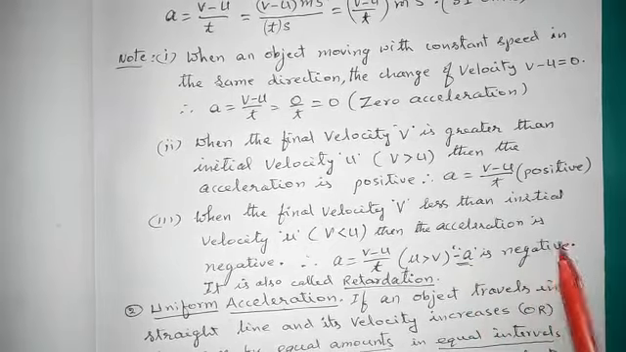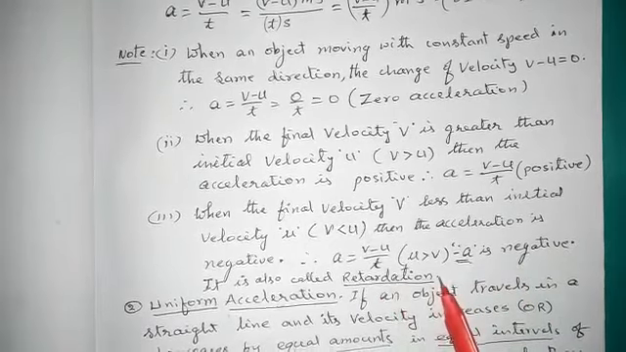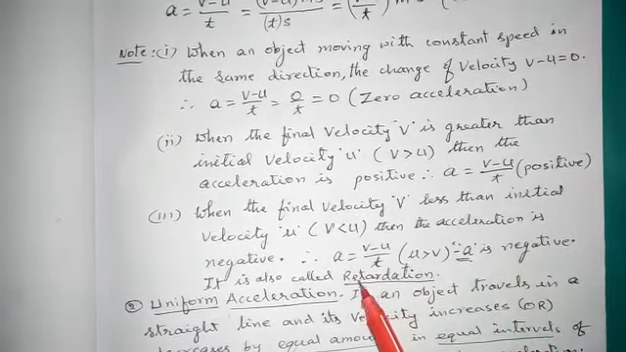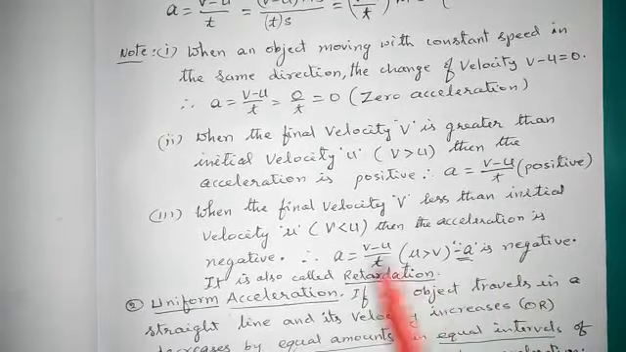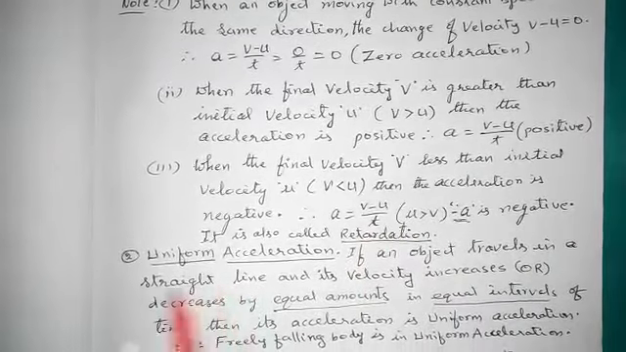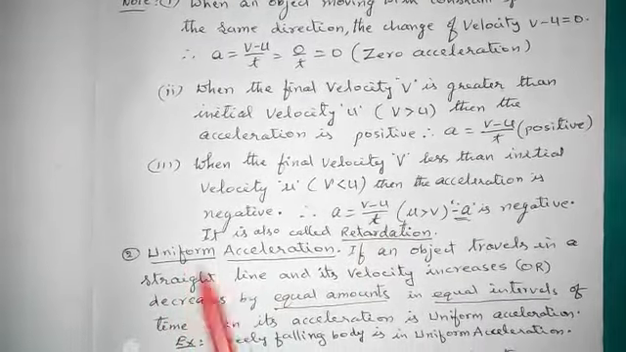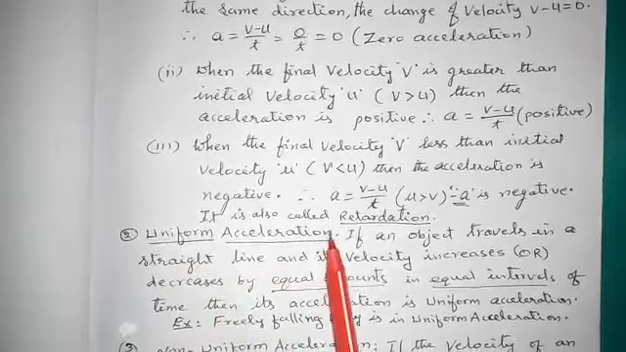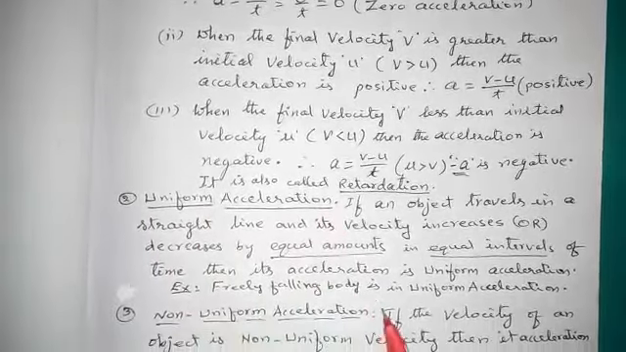This negative acceleration is also called retardation. Now, again here we have two types of acceleration. One is uniform acceleration, the other one is non-uniform acceleration.